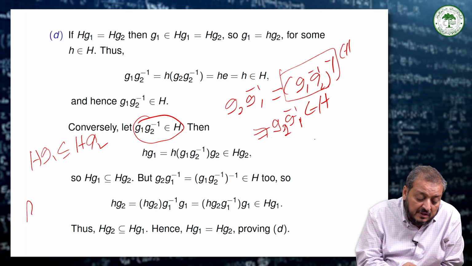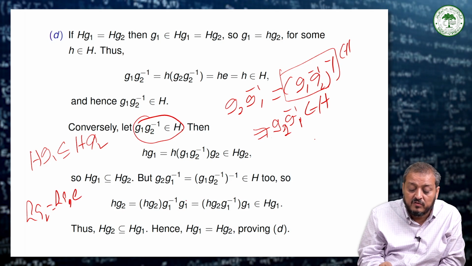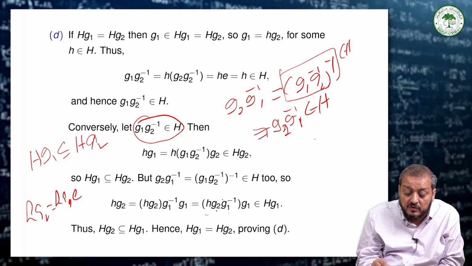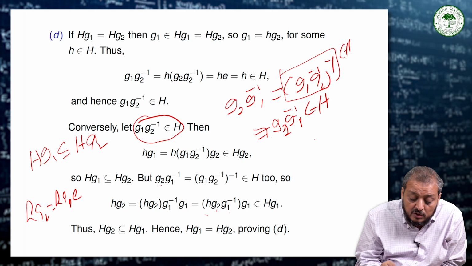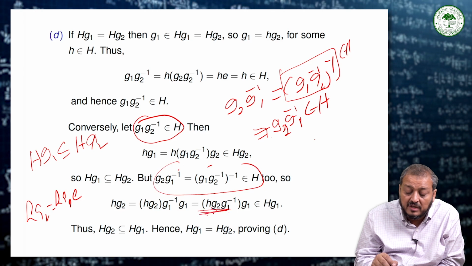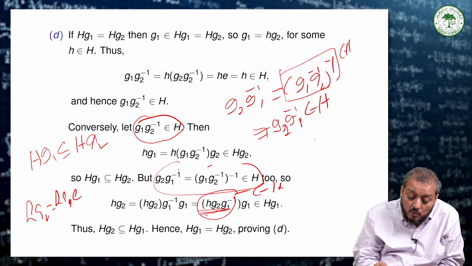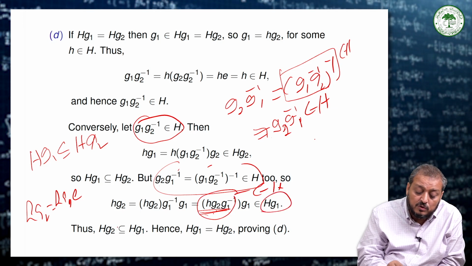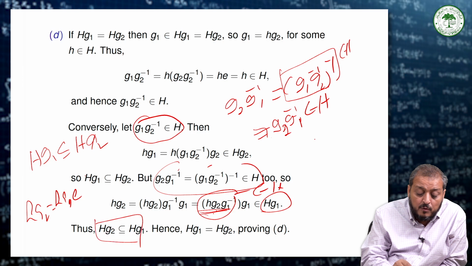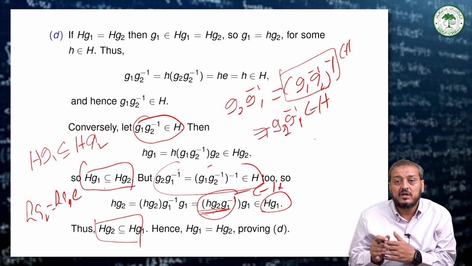Hg2 can be written as Hg2 times the identity, then we write g1 inverse g1, and by associativity, H g2 g1 inverse g1. Now we have shown that g2 g1 inverse is an element of H, so the whole thing belongs to Hg1. Then we have shown that Hg2 is contained in Hg1. Proving these two, Hg1 is contained in Hg2 and Hg2 is contained in Hg1.